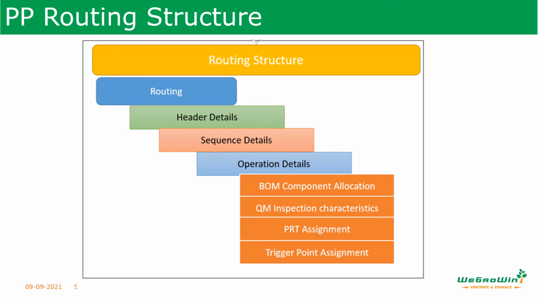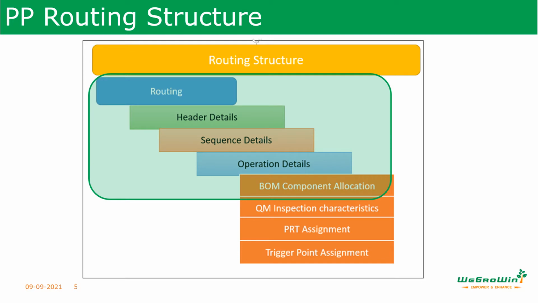As we discussed in the last session on fundamentals of routing, there are different details in the routing, which are header details, sequence details, operation details, components, QM inspection characteristics, PRT and trigger assignment. In this course, we will be discussing header details, sequence details, BOM and operation details. I already told you, please practice the QM inspection characteristic along with the QM consultants. And then you can practice the PRT and trigger point. There are many inputs available on the internet. You can practice that. That is not a major issue. After learning the fundamentals, that will be easy for you to do.